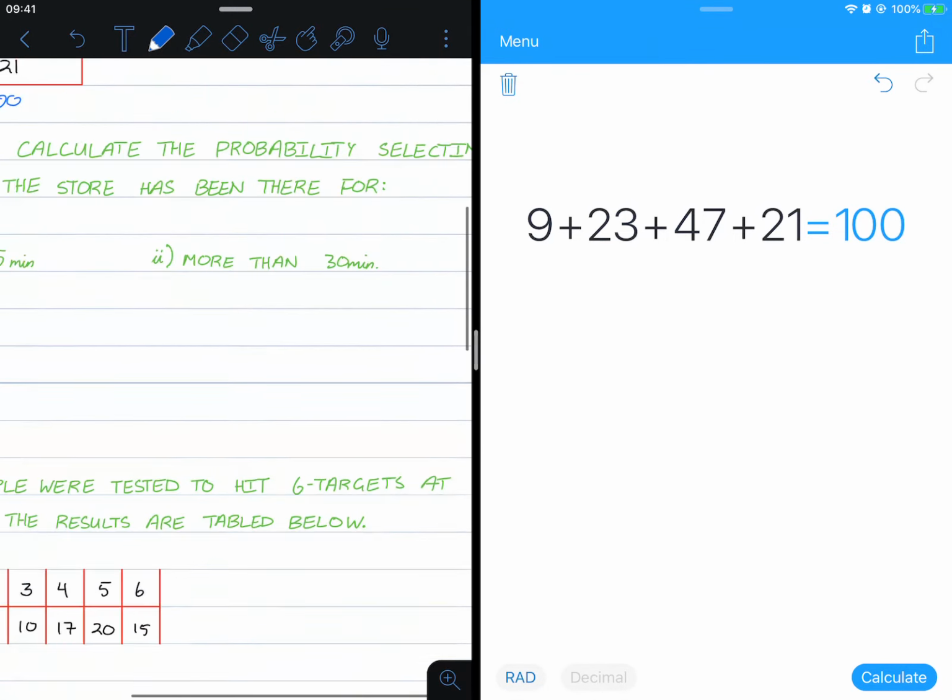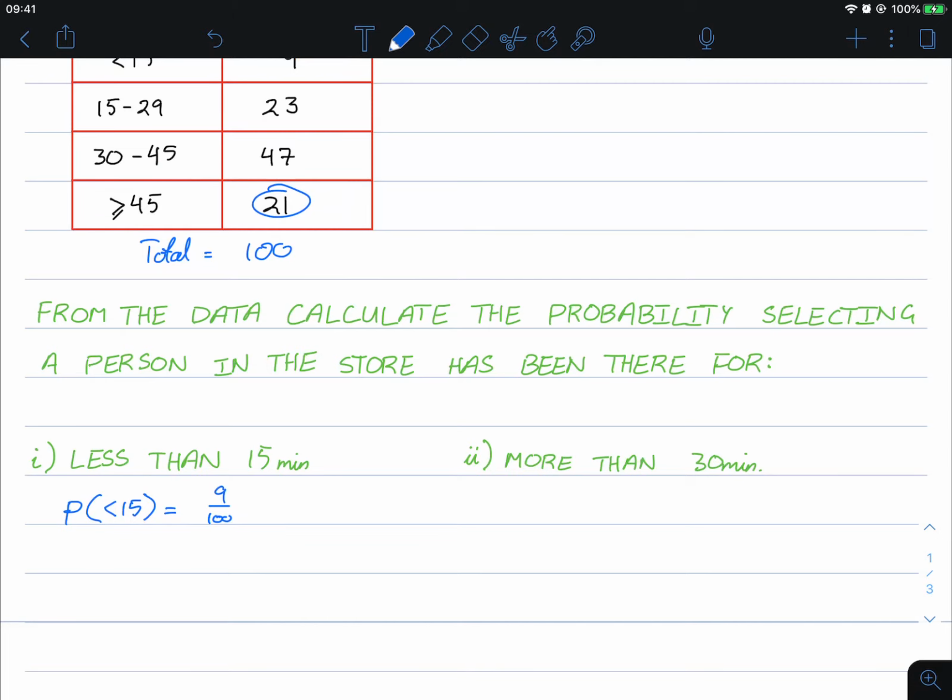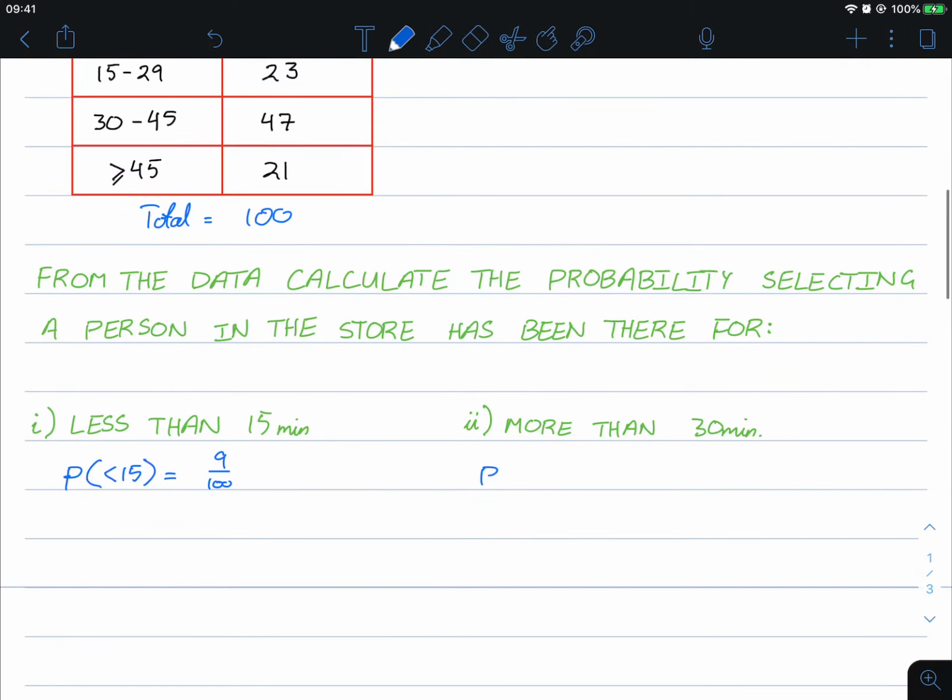Probability of more than 30 minutes. Well, more than 30 minutes, that's from 30 to 45, as well as the 21 here. So this is the probability of greater than or equal to 30 minutes. Well, that's going to be 47 plus 21, which is 68 over 100. So it's very straightforward what relative probability is, or relative frequency.